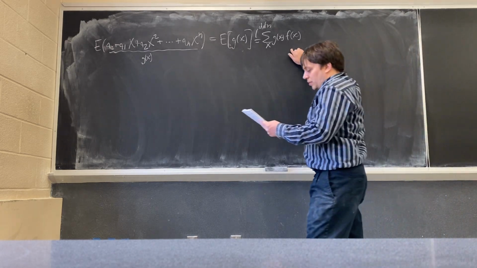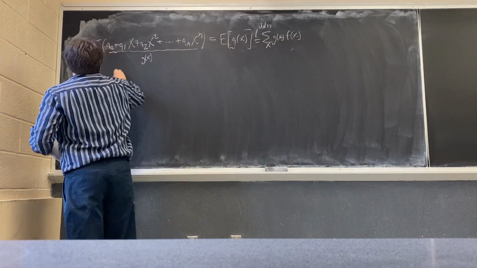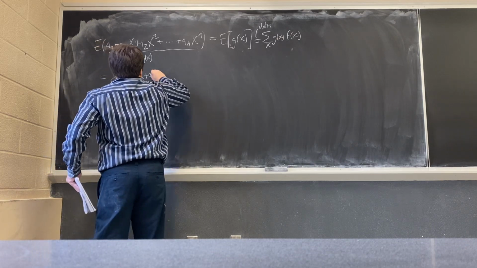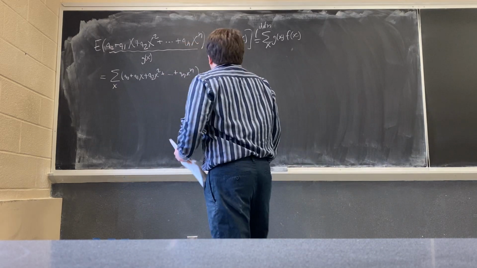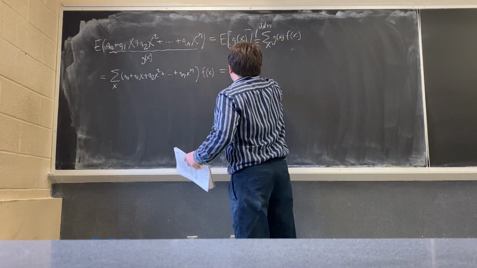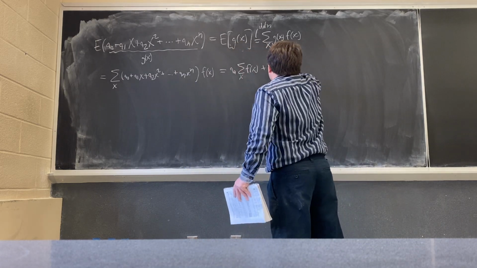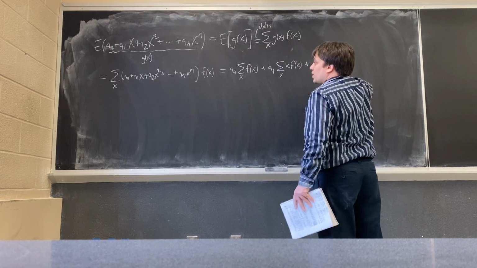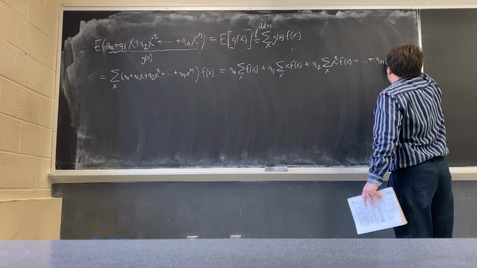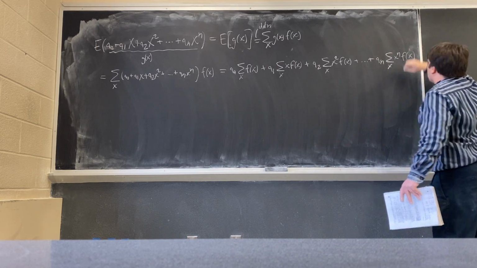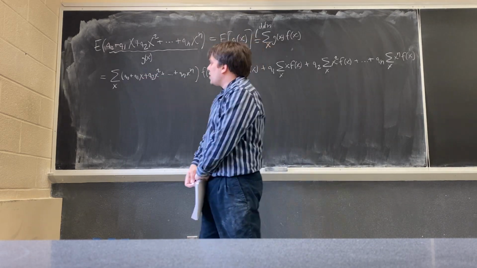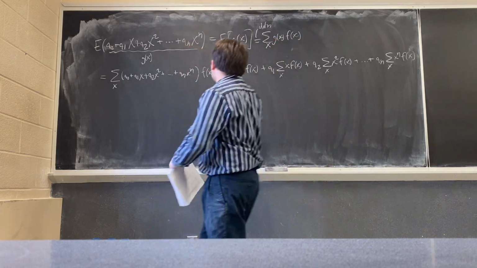And now we're going to look at this sum. This sum is equal to the sum over x of a naught plus a1 x plus a2 x squared plus dot dot dot plus a n x to the n, times f of x. And that's equal to a naught times the sum over x of f of x, plus a1 times the sum over x of x f of x, plus a2 times the sum over x of x squared f of x, dot dot dot, plus a sub n times the sum over x of x to the n f of x. If I apply properties of summation, I can think of this as a sum of summations where I move the constants out of the summation.